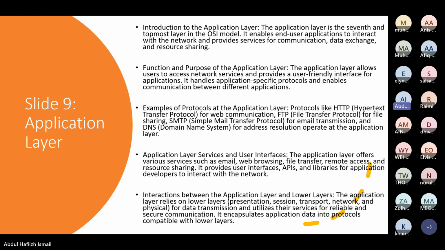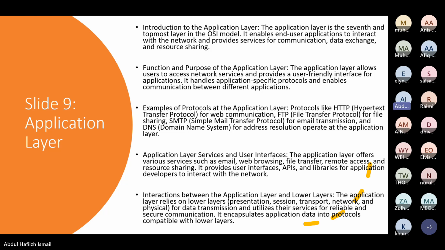One of the key functions of the application layer is handling application-specific protocols. Different applications have different requirements, and the application layer ensures that the communication between these applications is seamless and efficient. For example, HTTP, the hypertext transfer protocol, is used for web communication, enabling the retrieval and display of web pages.